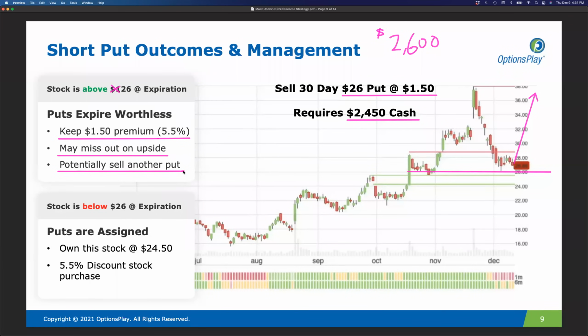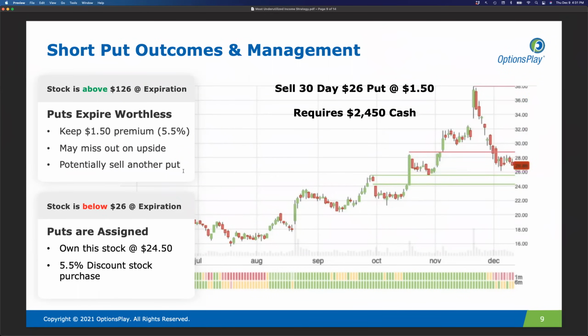So the limitation here is that you may miss out on upside, but the 5.5% over one month does annualize to quite a bit of yield over the full year on the stocks where you missed out on some upside because you used a short put rather than a limit order.